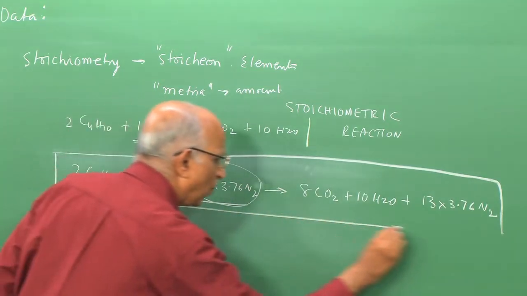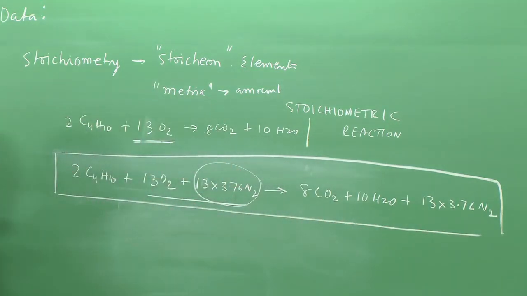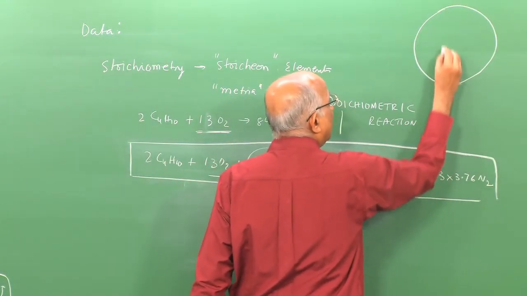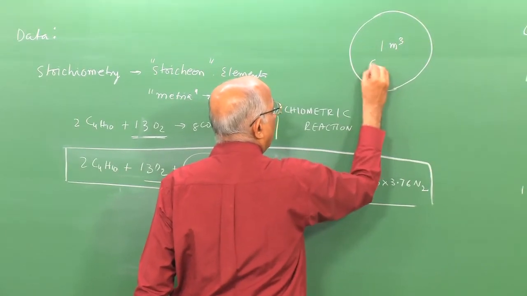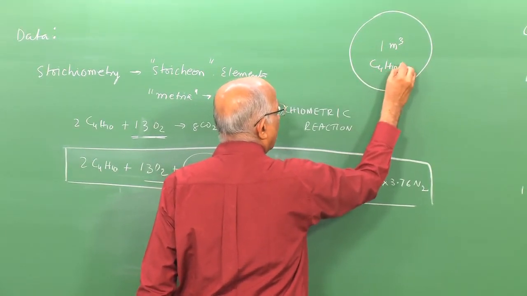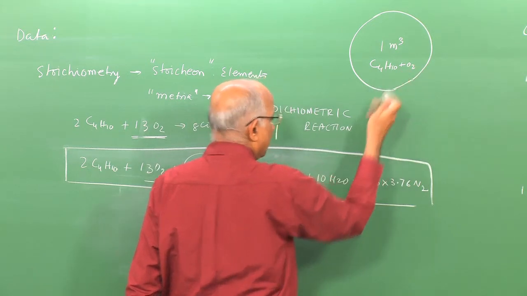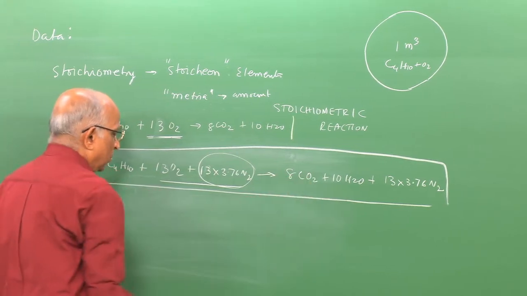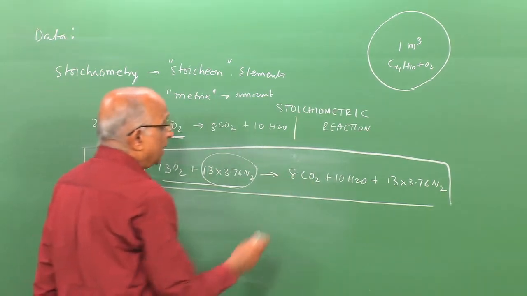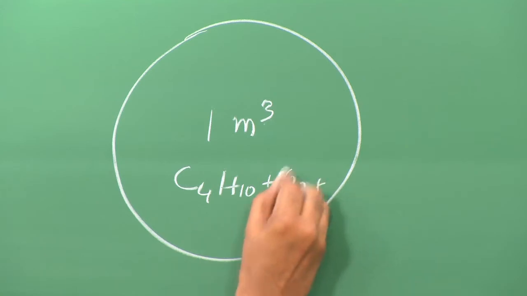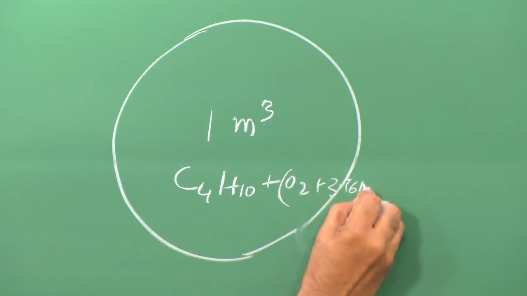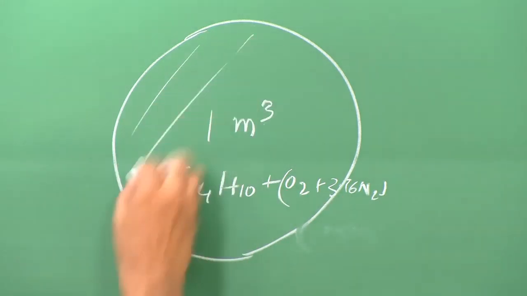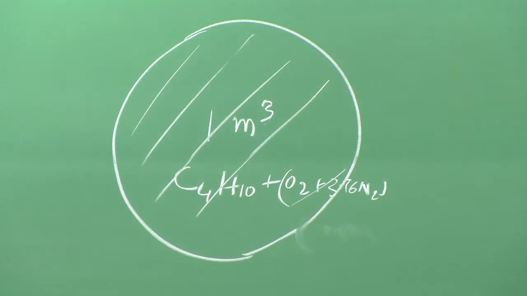Now, I want to find out the energy liberated corresponding to the same old problem, if instead of 1 meter cube I have butane plus oxygen in the proportion such that I get stoichiometric, completely oxidized products of combustion, and instead of oxygen I now add also the amount of air, that is 3.76 nitrogen for each 1 mole of this. Now, I want to find out the energy which is liberated from 1 meter cube.